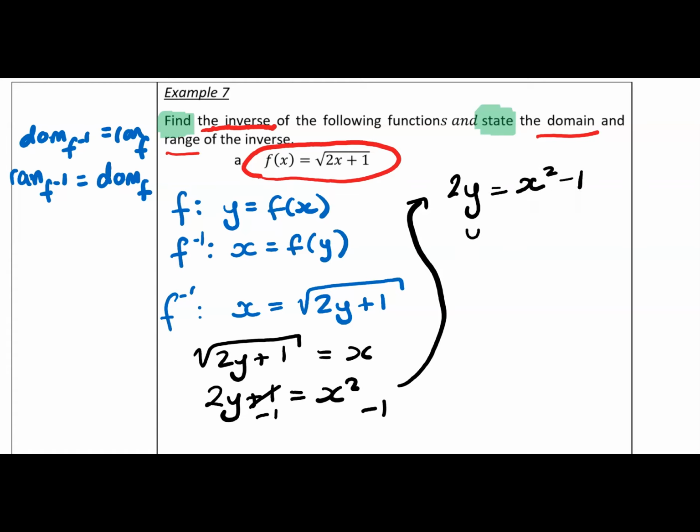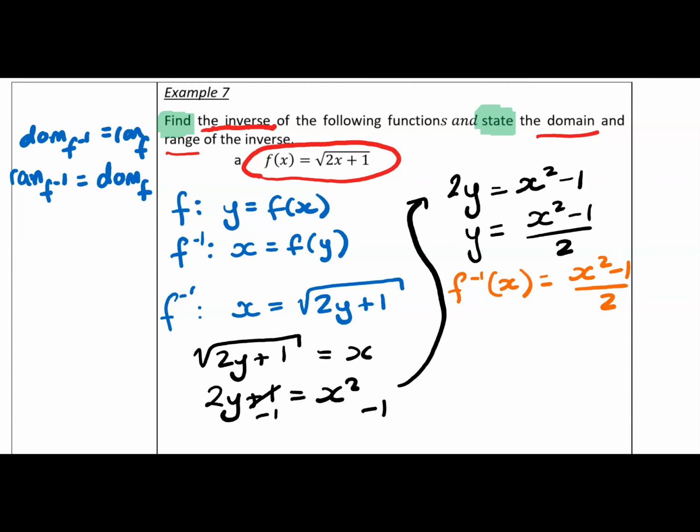And finally, y is equal to x squared minus 1 on 2. Now, I was asked to find the inverse. So to make sure that I haven't just introduced this variable y and forgotten what I was actually doing, I need to demonstrate to the examiner the inverse of x is equal to x squared minus 1 on 2. I want to demonstrate to the examiner that I know what I found.